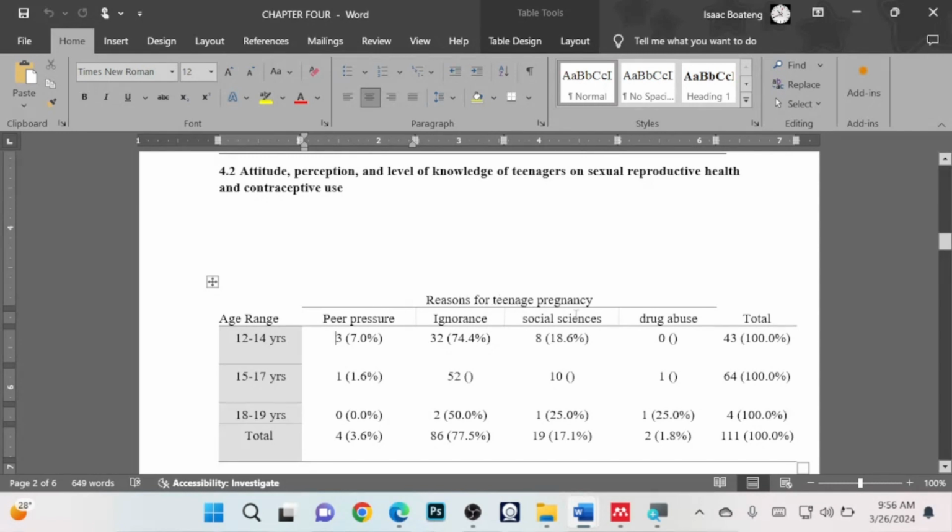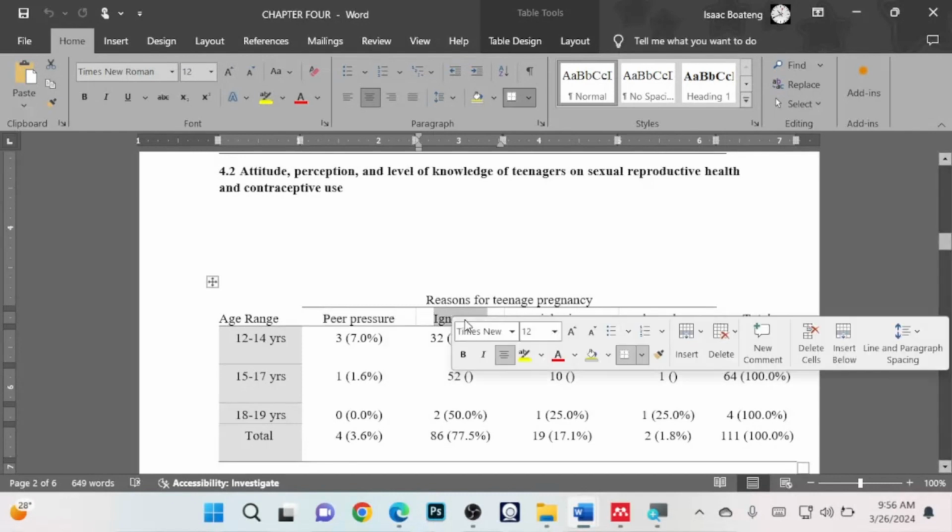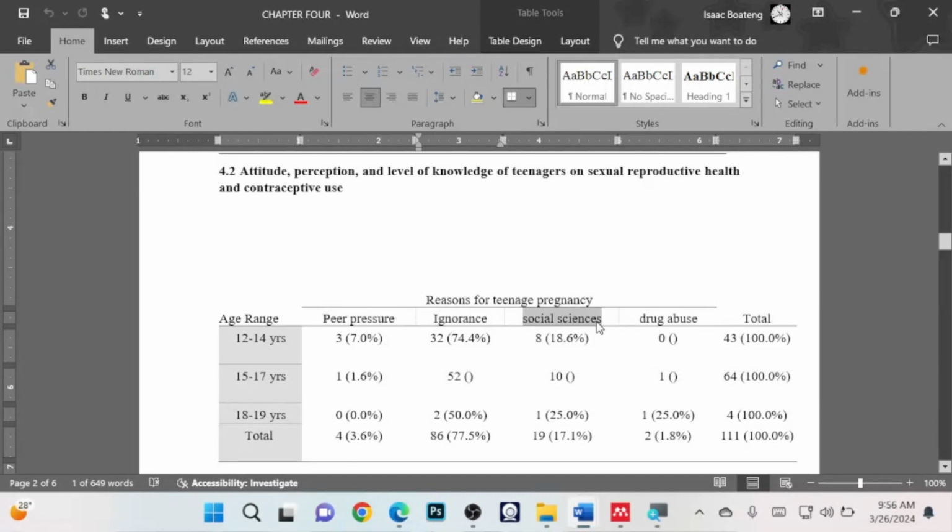Yes, I could see that you are looking at age range in relation to knowledge on reasons for teenage pregnancy. And some of them said that it is because of peer pressure. Some of them said it's because of ignorance. Others said it is because of social media, then drug abuse. So in the age range 12 to 14 years, majority of them said it is because of ignorance. When you come to the age range of 15 to 17 years, majority of them also said it is what? Ignorance.